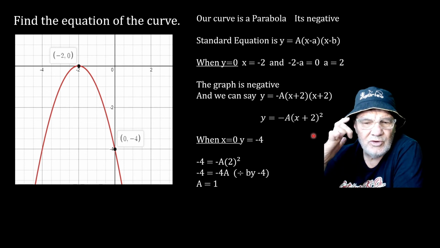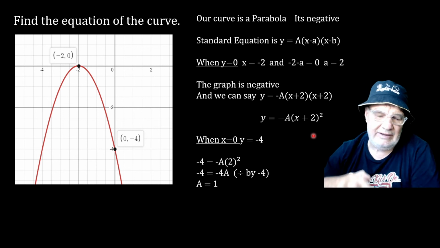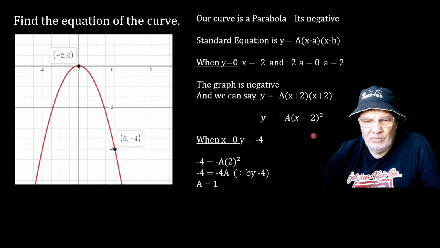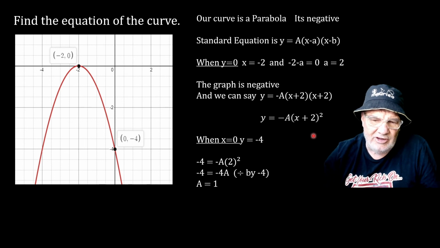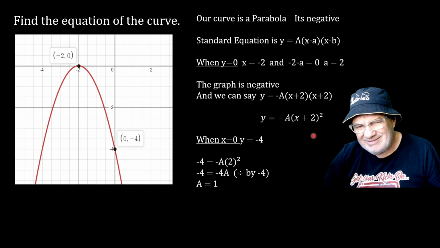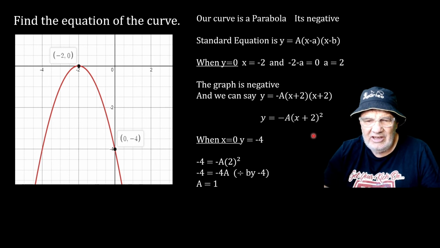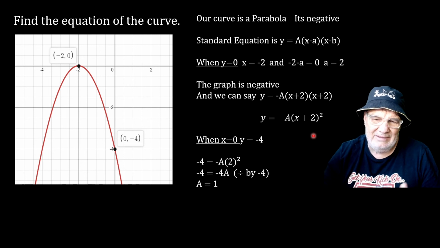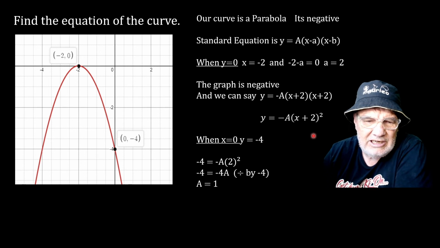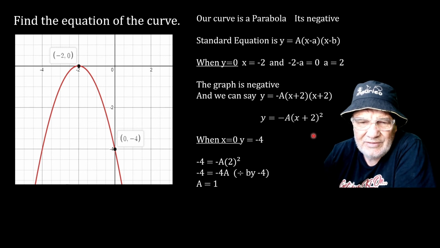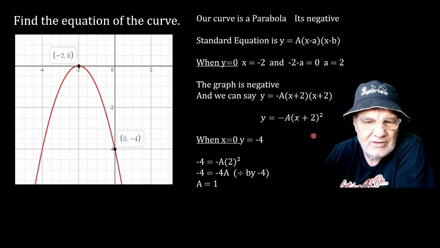Now, it wouldn't matter if we had y equals a(x plus 2) all squared and didn't recognise that it was a negative graph. All that would happen is that a would be negative 1, so the negative comes about naturally anyway, so you don't need to worry too much about that. But because I recognised that it was negative, I factored that into the equation, and the actual scale of the thing is the a. So I've got it at 1.